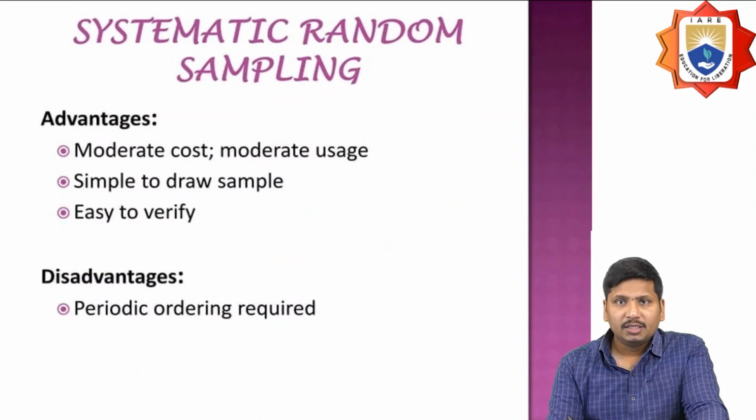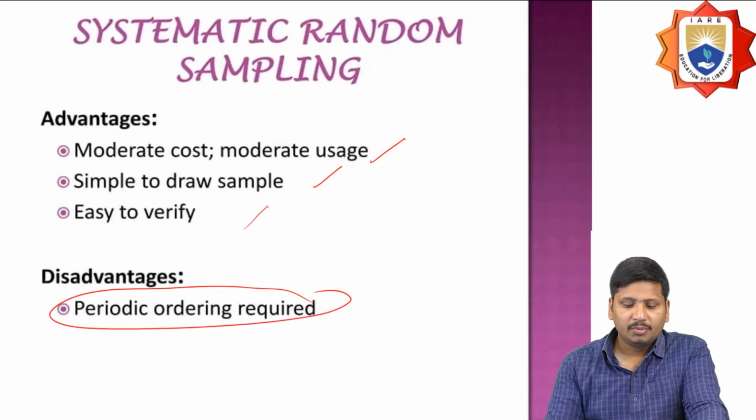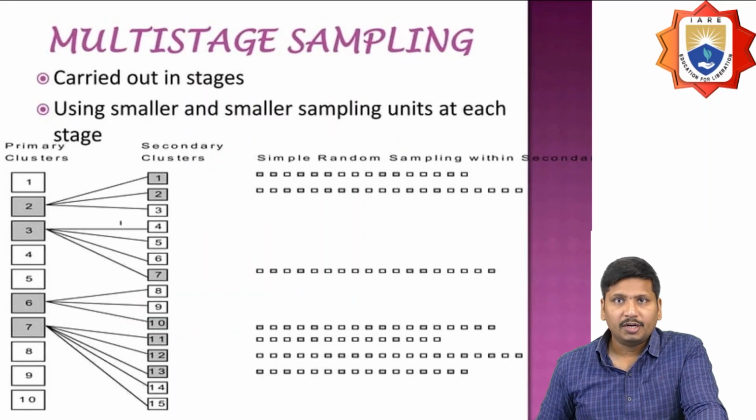So what are the advantages here? The advantage is moderate cost and moderate usage, and it is simple to draw the sample and easy to verify. The disadvantage is that periodic ordering is required.